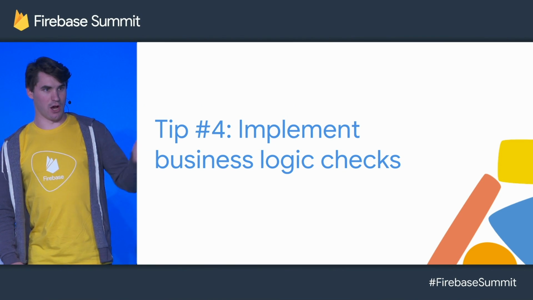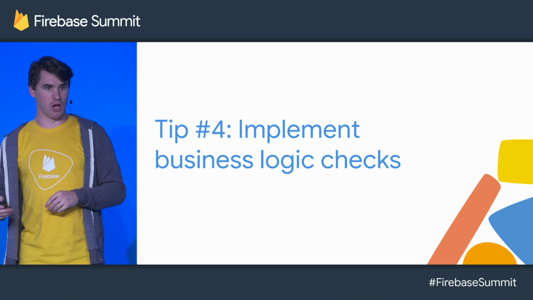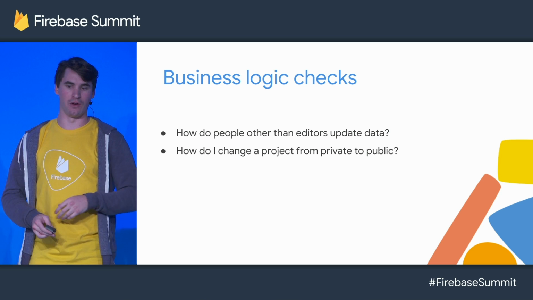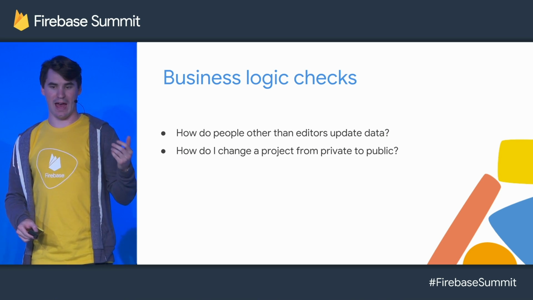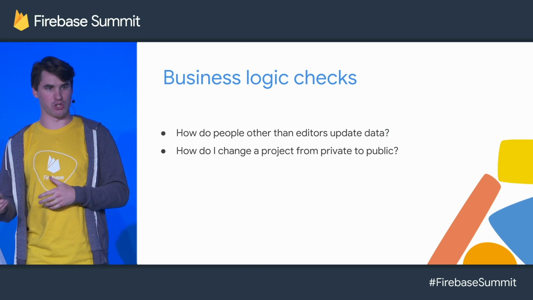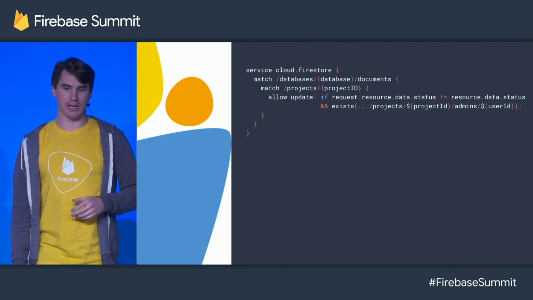OK, lastly, so we've done authorization. We've done some schema validation. Let's also do a quick business logic check. There are some questions that are brought up around, for instance, how would you have editors update things, or how would you have people actually change a project from private to public? We can add kind of a simple check here.